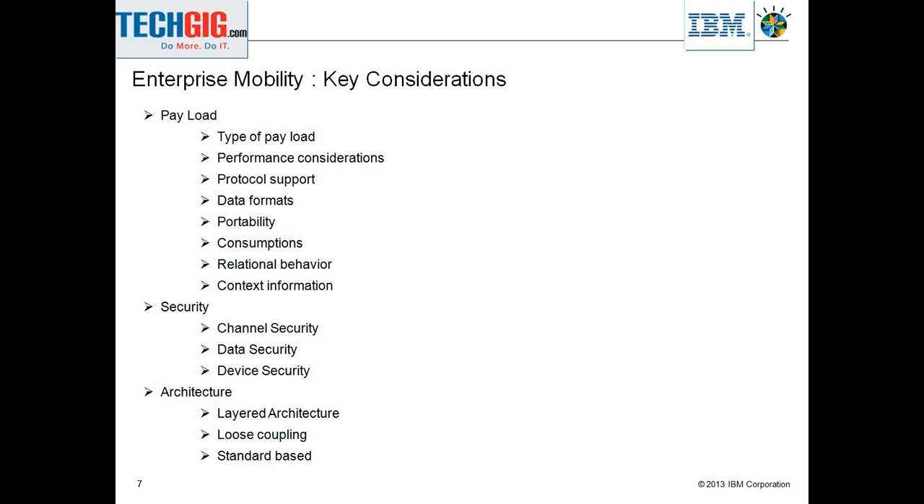We also need to see the relational behavior. That means whether the data has a relation with some of the other data. It could be session information. How am I going to handle it? It could be data-related information or user-related information. How am I going to relate it? There are many different things to consider when it comes to the payload, and it requires very close attention, specifically from designers and architects when they are designing mobile apps.